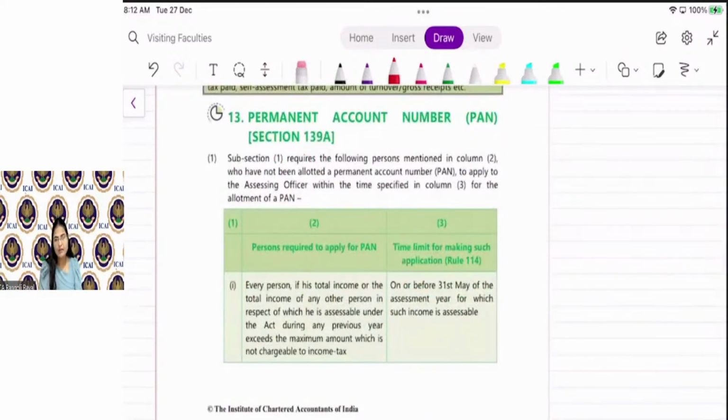Up till now, clear everyone? Everyone clear up till now? See, it is a very easy chapter.